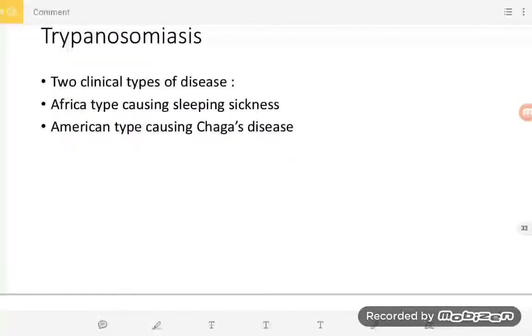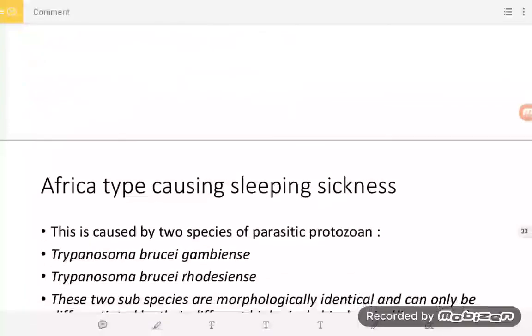Then the other one is trypanosomiasis, two clinical types of diseases. The trypanosoma species produce two types of diseases. One is African type sleeping sickness, the second one is American type sleeping sickness, we call Chagas disease. If they ask about the disease caused by the trypanosoma species, for the first one you have to tell African sleeping sickness, for the second one you can tell American sleeping sickness, or the best thing, Chagas disease. That is the best answer, Chagas disease.